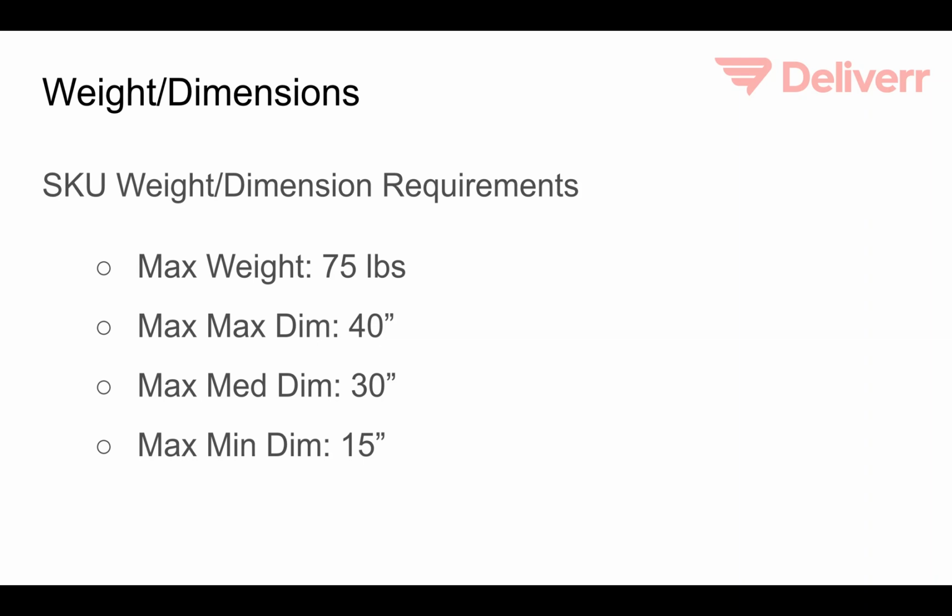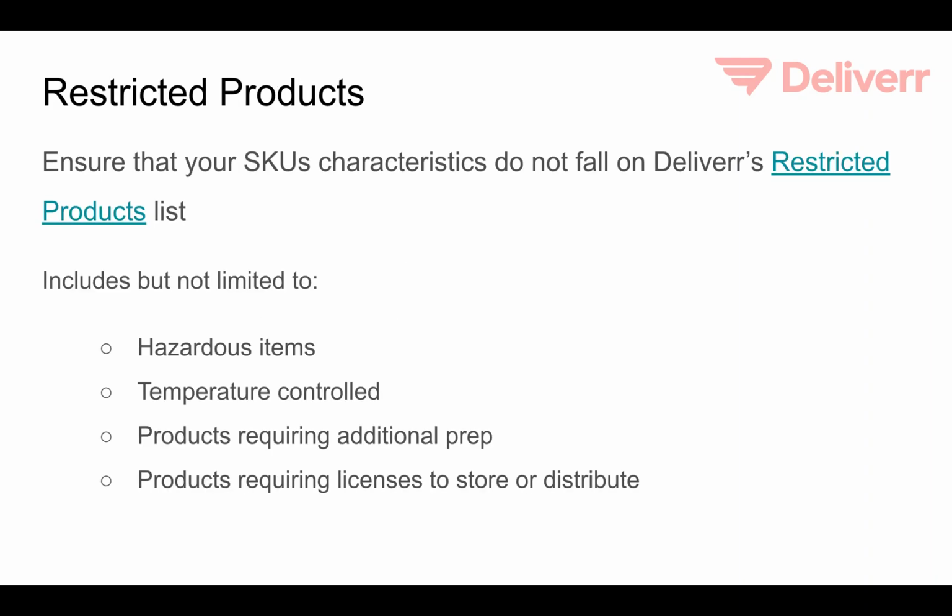We do have our warehouses verify the weight and dimensions of each SKU that is inbounded. And if your product is outside of these limits, Deliverr will return these items to you and charge your account for the return. Sending in a restricted item is also considered inbound noncompliance. We highly recommend you visit the Deliverr Help Center and review our restricted product list, which includes but is not limited to hazardous items, temperature-controlled items, products requiring additional prep, and products requiring licenses to store or distribute.